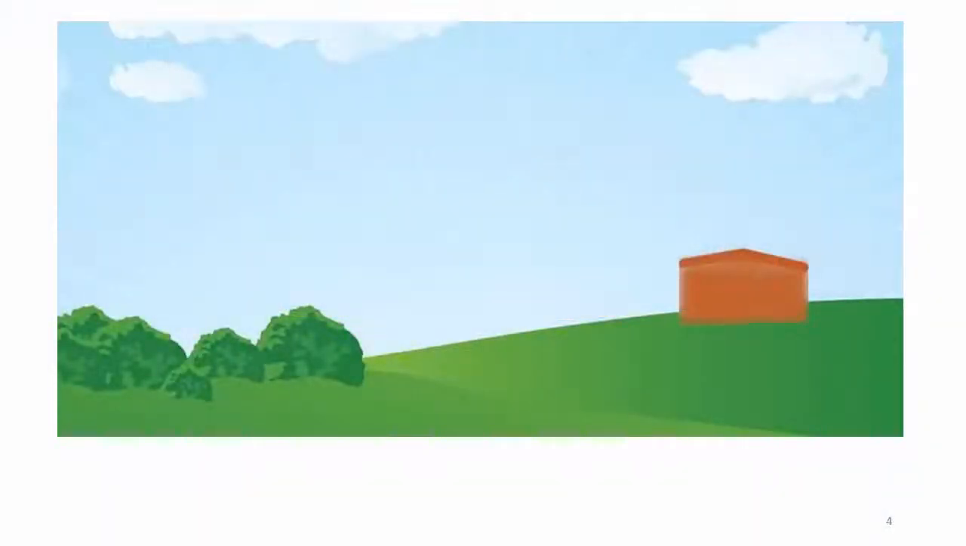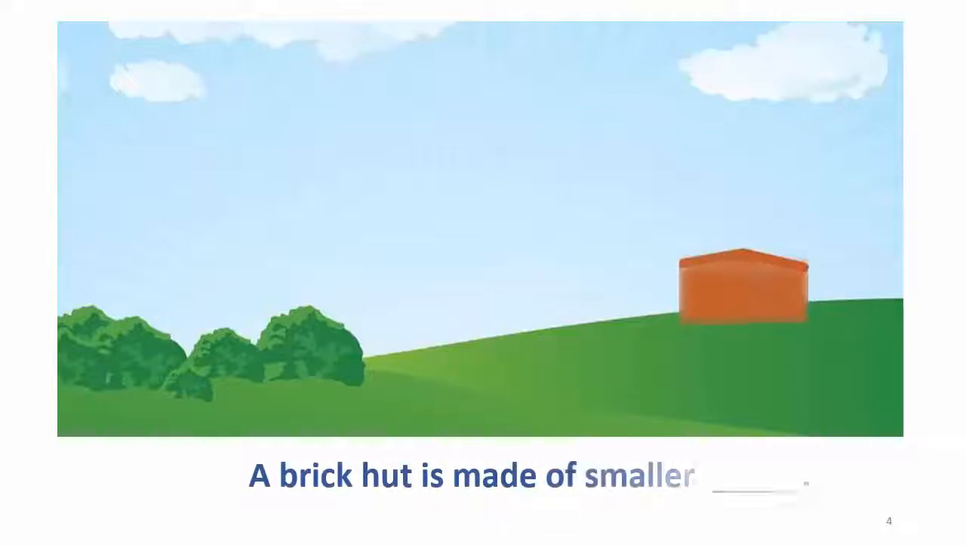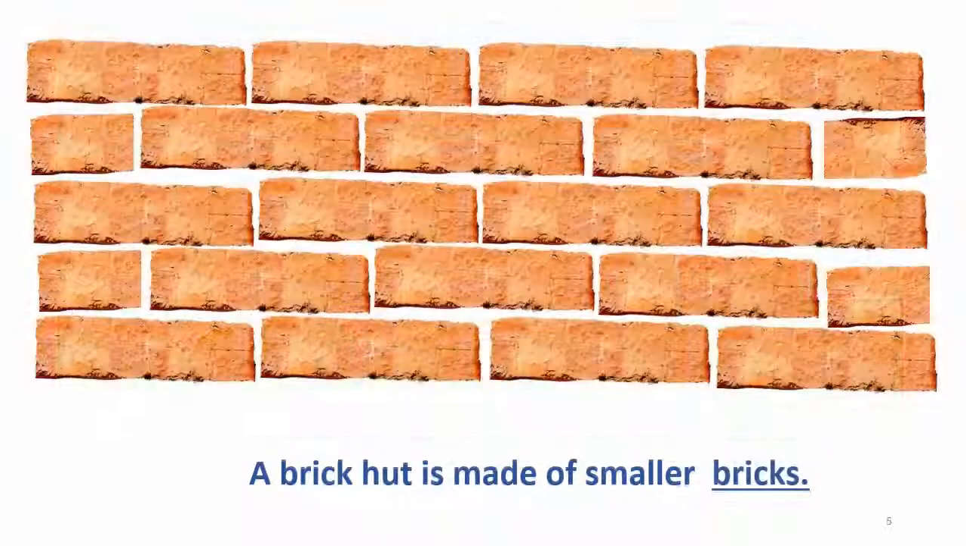Earlier we saw that from a distance, a brick hut looks like one big smooth thing. But up close we can see that a brick hut is made of smaller bricks.